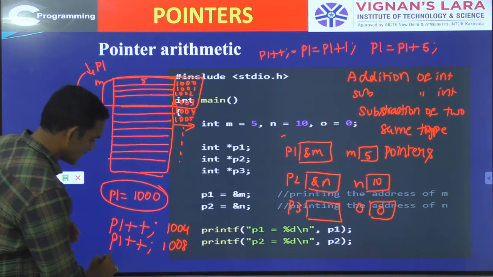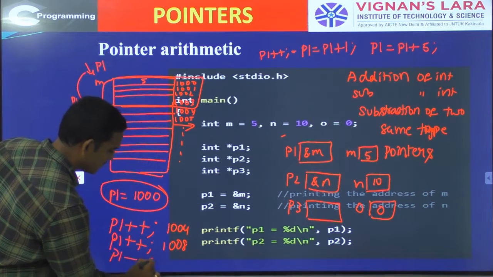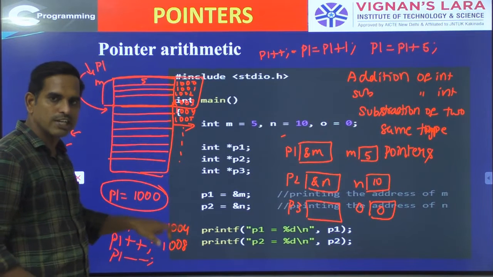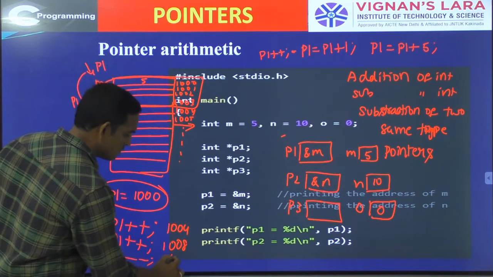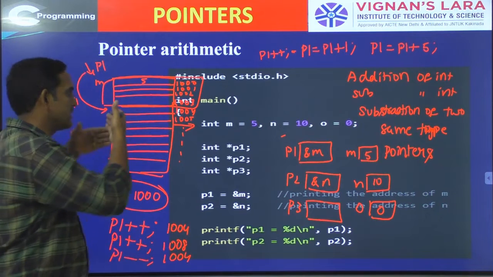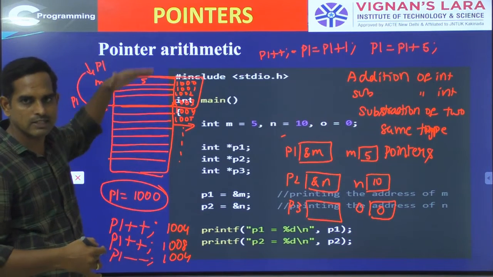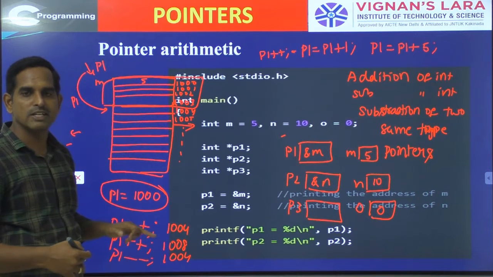The same is the case if I decrement the pointer. That is, if I decrement the pointer, previously it was pointing to 1008, now it will point to 1004. Decrementing the pointer means going backwards in the memory. Now it will be decremented by 4.